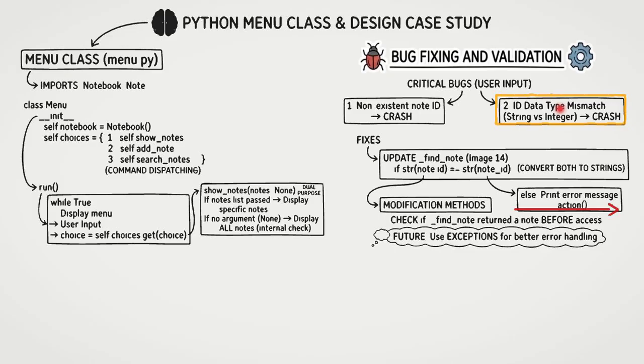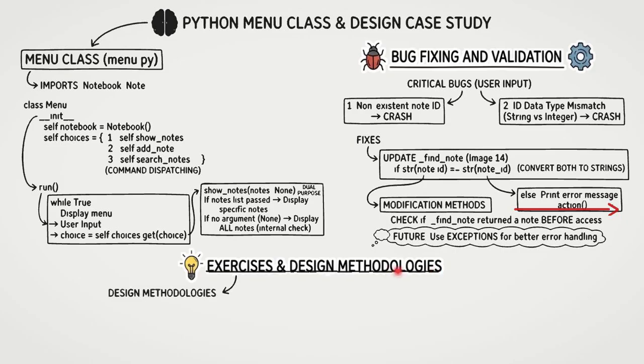How do we fix these? To solve the data type mismatch, we update our find_note method to convert both sides of the comparison to strings. By explicitly checking str of note.id equal to str of note_id, we ensure they always match correctly, regardless of their original type. To handle the non-existent IDs, our modification methods now explicitly check if find_note actually returned a valid note before trying to access its attributes. While this simple check works for now, in the future we will want to use exceptions for much more robust error handling.